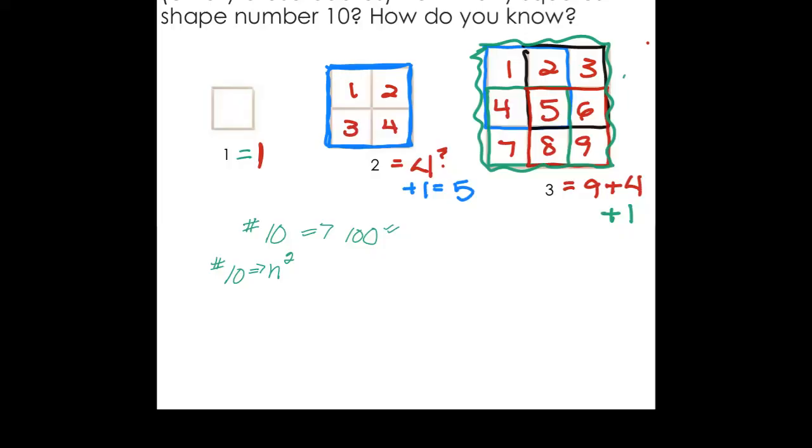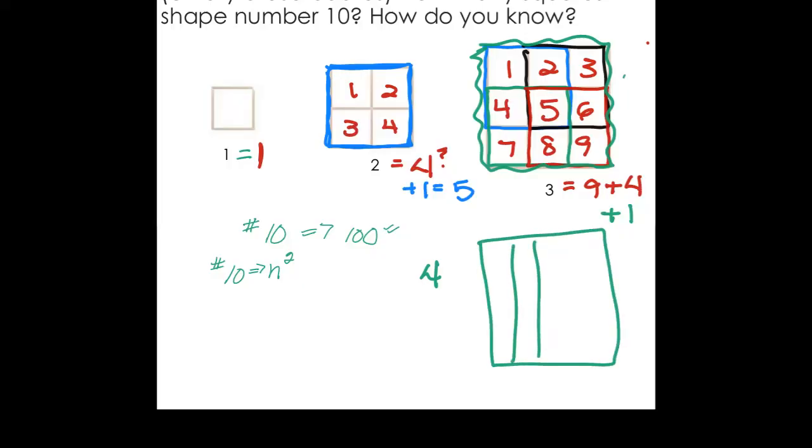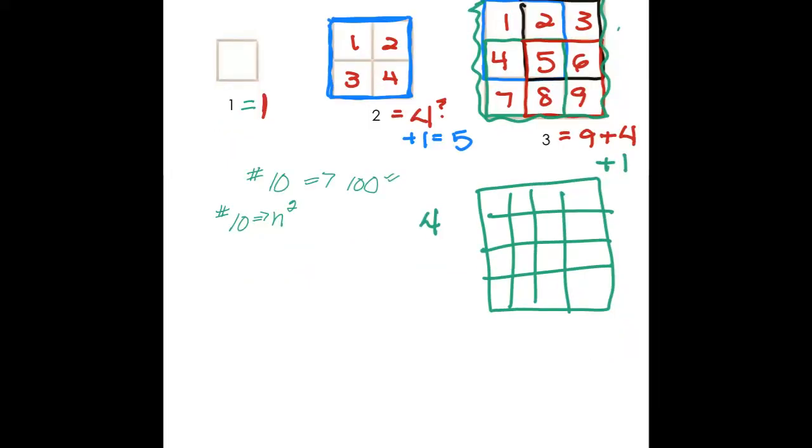So let's say I do 4 by 4. So figure 4 is going to be a 4 by 4 square, right? So I'm going to have how many small squares? 16. Okay. And let's just do this. I would have to have 3 by 3s, right? So there's 1, 2, 3, 4 of those.